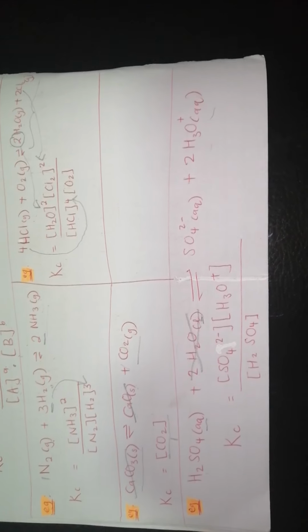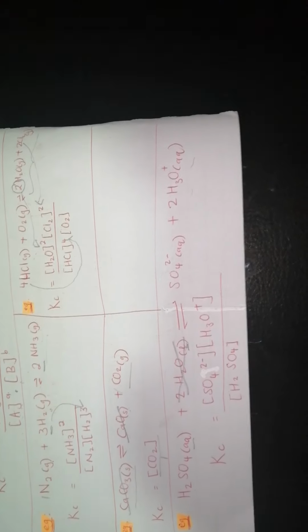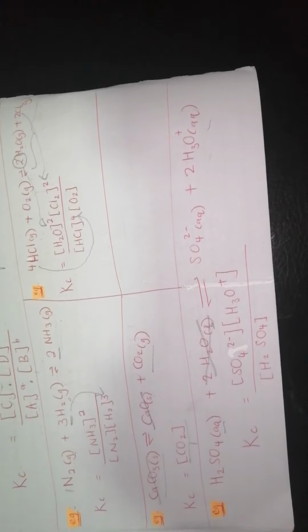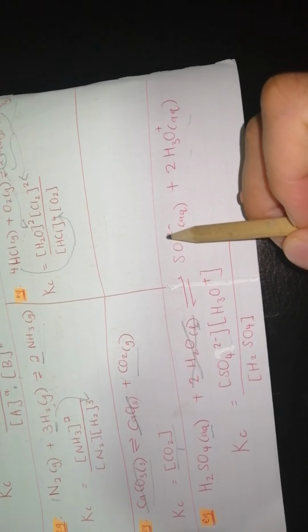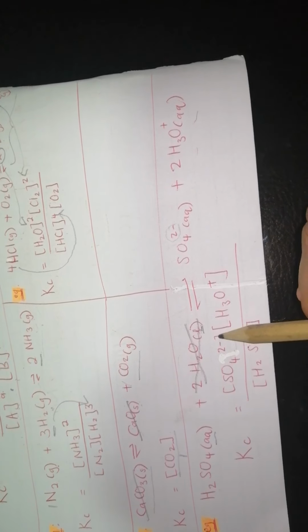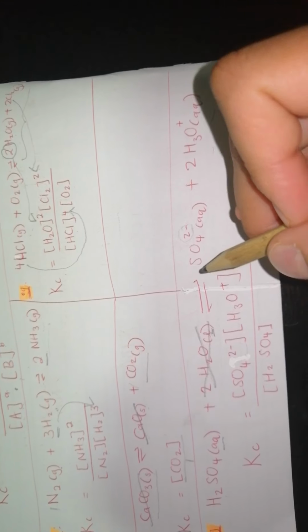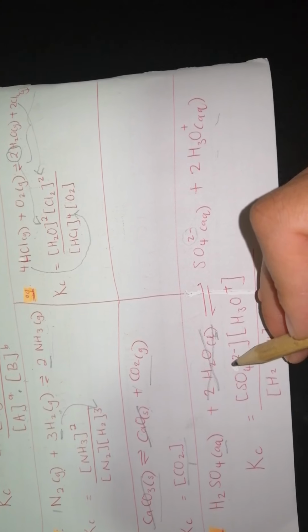Right, so again, we're going to say concentration of products divided by concentration of reactants. Okay. So now we have here SO4 2 minus, so we're going to put SO4 2 minus in square brackets. This 2 minus, you're going to include it in the square brackets. Right, and then the coefficient here is a 1, so you're just going to leave it as 1.